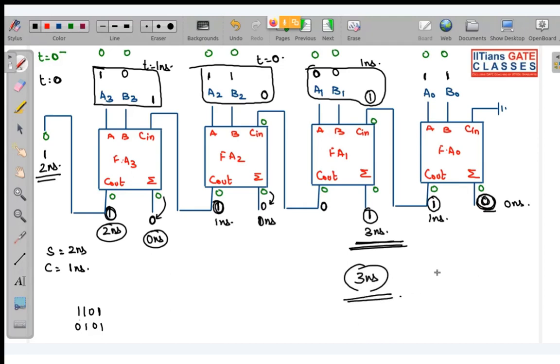Tell me if this is clear or not. Yes or no? Anyone having any doubts? So you can ask. Bhumika, you have something to say? Okay, fine. So if you guys have something to say, you can say.